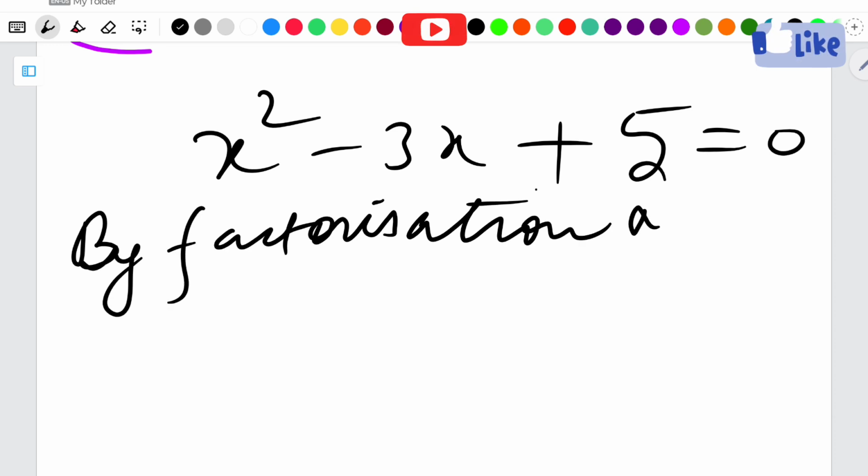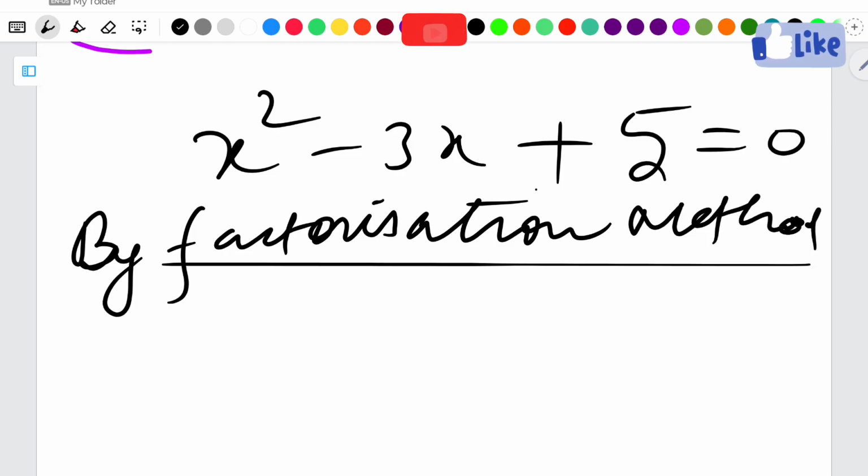Okay, we will discuss the factorization method. Now what is the factorization method? In the factorization method we need to see the sign of this constant term. Just see the sign of the constant term. If it is plus, the middle term can be found by adding the factors. And if it is minus, then the middle term will be found by subtracting the factors. Understood?